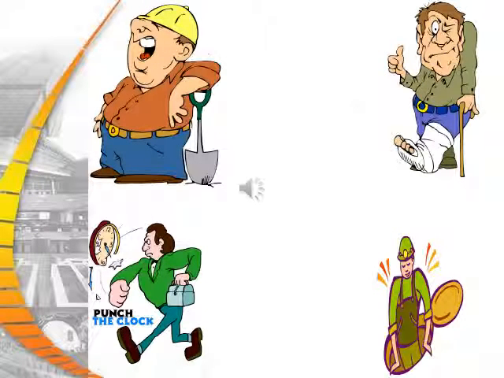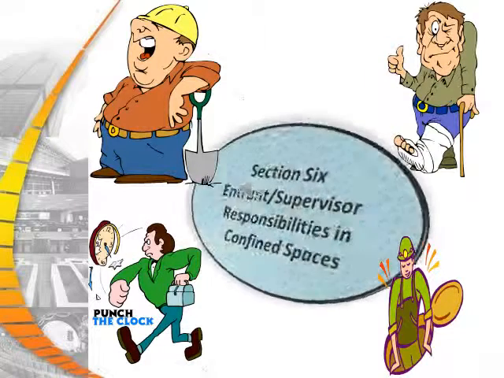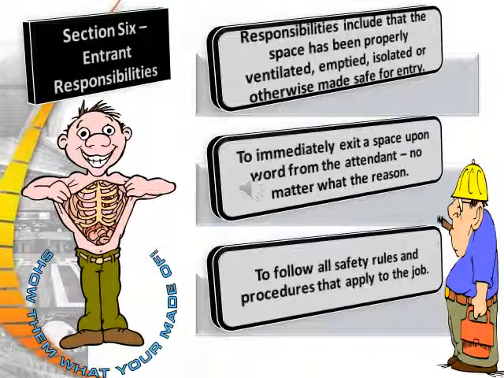Section 6, Entrant and Supervisor Responsibilities in Confined Spaces. Responsibilities include ensuring the space has been properly ventilated, emptied, isolated, and otherwise made safe for entry; to immediately exit a space upon word from the attendant, no matter what the reason; and to follow all safety rules and procedures that apply to the job.